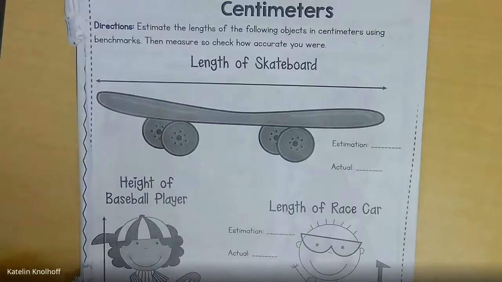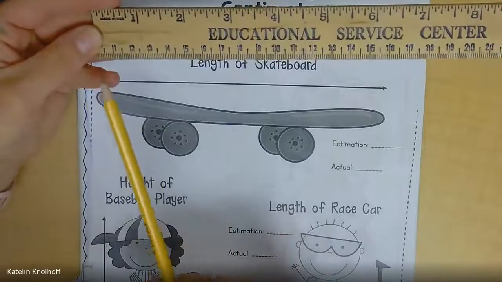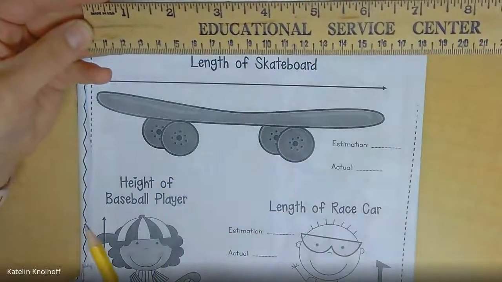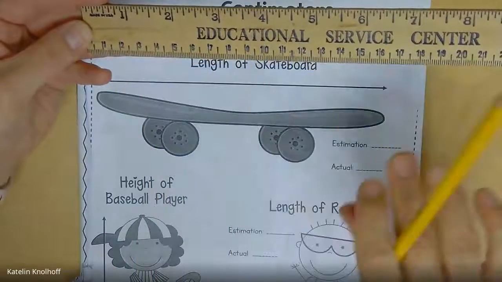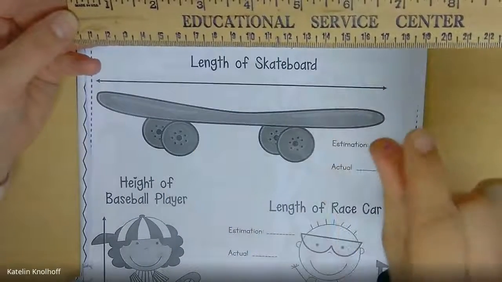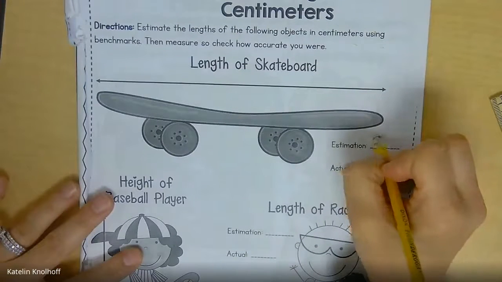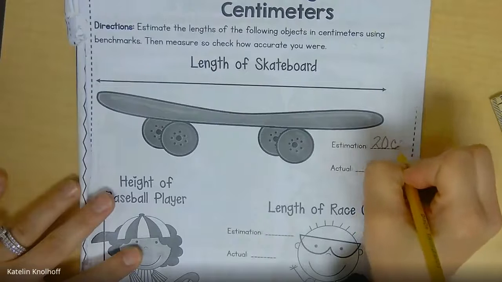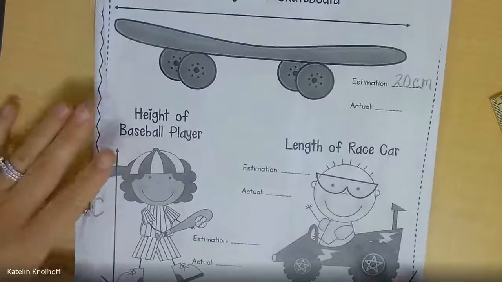So if I look at this skateboard and I look at my centimeters, they're much smaller than my inches. So we're going to have more centimeters than if we were to measure in inches. So if I look at my skateboard and I think about how big a centimeter is, I'm going to estimate that this skateboard is 20 CM, and that's the abbreviation for centimeters. And then we'll come back and we will actually measure that object.